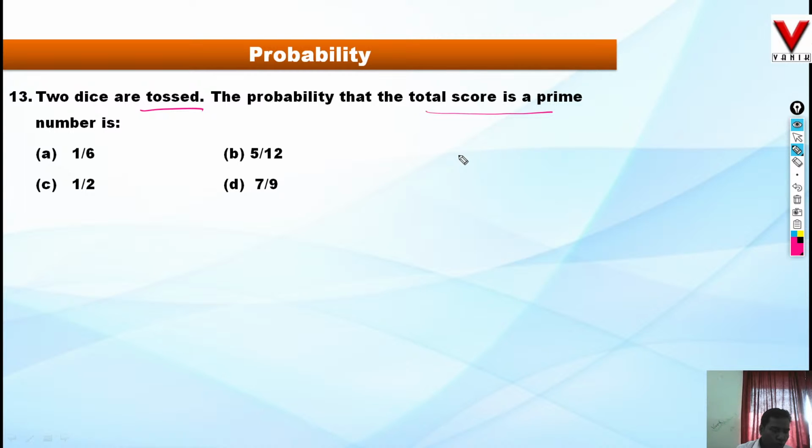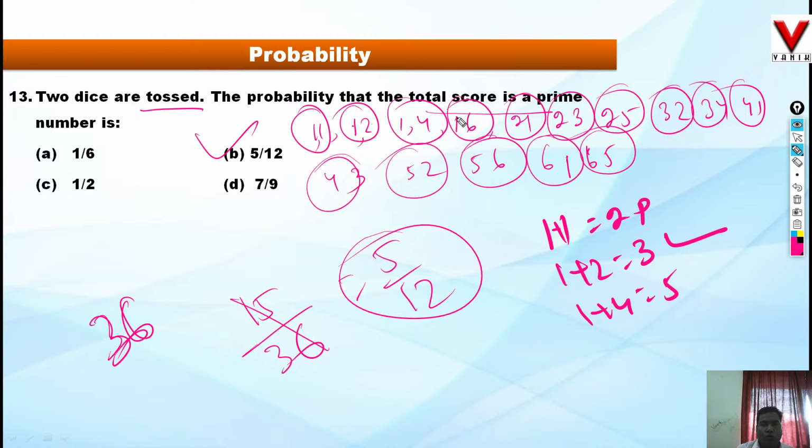Option B is our answer. So here 1 1 means what? 1 plus 1 is equal to 2, prime number. 1 2, 1 plus 2 is 3, prime number. 1 plus 4 is 5, prime number. The sum of the two sides of the dice. 1 plus 6 is 7, 2 plus 1 is 3, 2 plus 3 is 5, 2 5 is 7. These are the 5 by 12. Answer B. Correct answer.